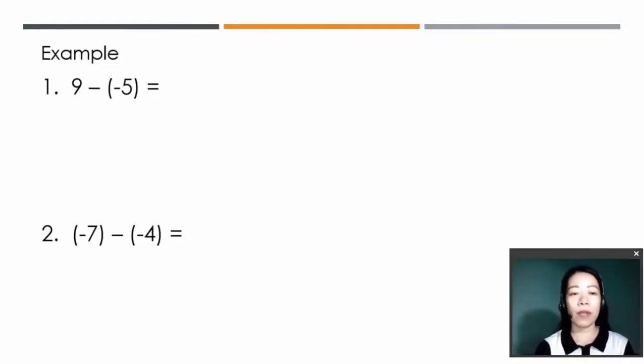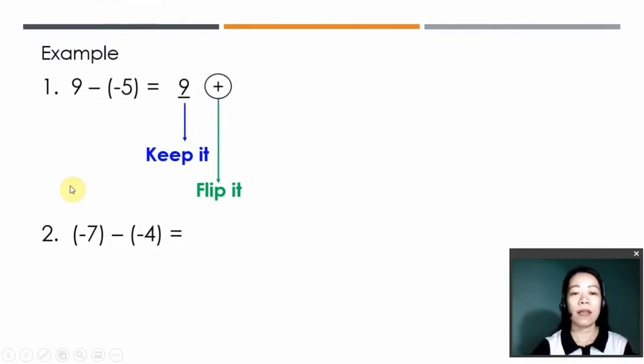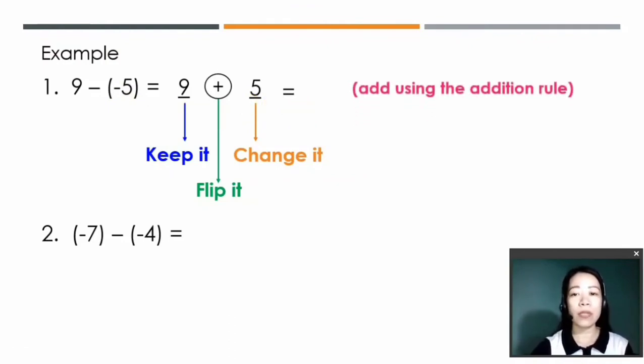For example, number 1, 9 minus negative 5 equals blank. So first, keep it. So keep the first number. Next, flip it. So mache-change from subtraction, magiging addition. And change it. So change the second integer to its opposite. So from negative 5, magiging positive 5. Then, add using the addition rule. So since same lang naman ang sign ng two integers, so pareho silang positive, what you are going to do is to add the numbers. So 9 plus 5 equals 14. So copy the sign, which is positive. So the answer is positive 14.